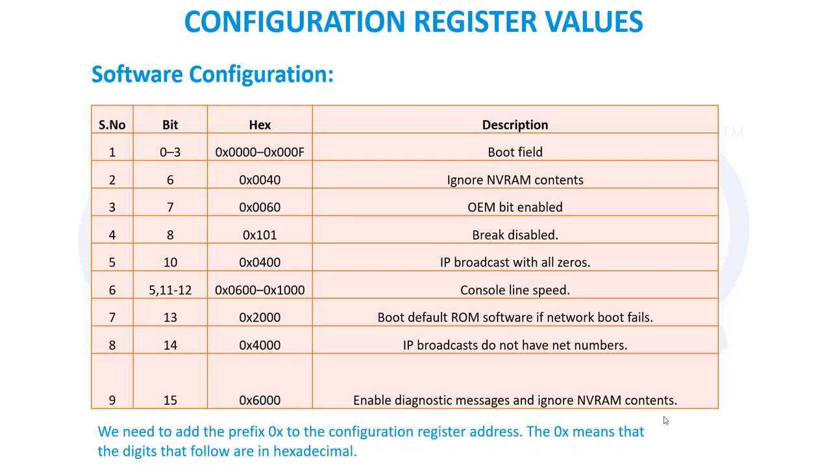Here, if you are flipping the bits, right? If you are changing the bits between 0 to 3, it is referring to the boot field. If you are flipping only the sixth portion, it will be referring to ignore NVRAM content. That's how you get 2142. And the seventh bit, if you are turning on the seventh bit, suppose it is 0, you are going to make it a 1.